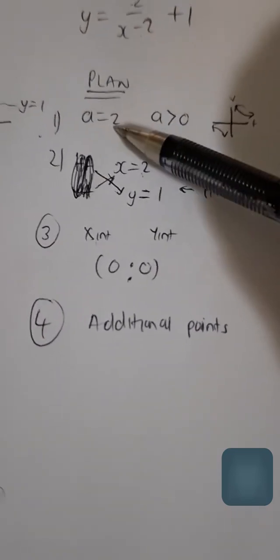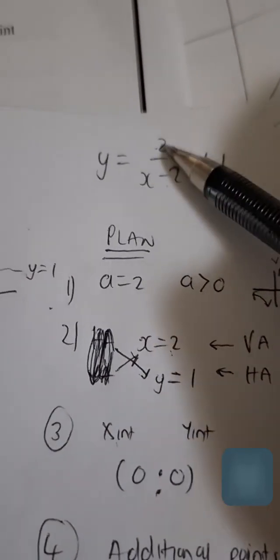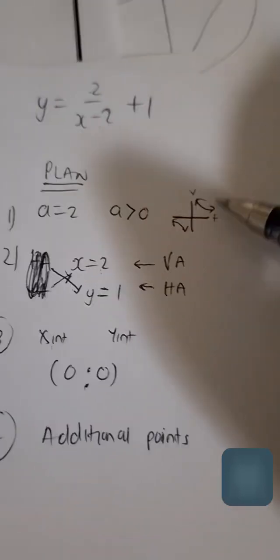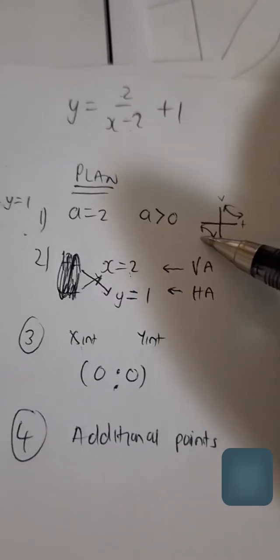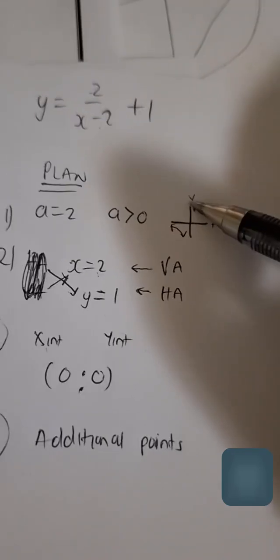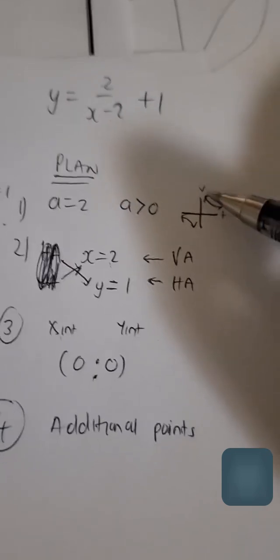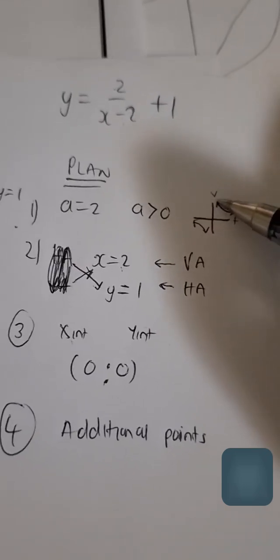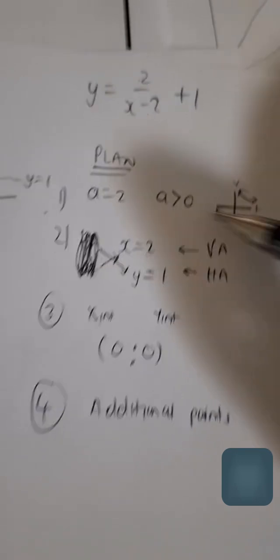So anyways, a is equal to 2. That is from the numerator value. So a is greater than 0. We're expecting to have the function in the first and the third quadrant. Remember, what defines the quadrants are the asymptotes, the vertical and the horizontal asymptote. So we're expecting our function to be in the first quadrant and the third quadrant.